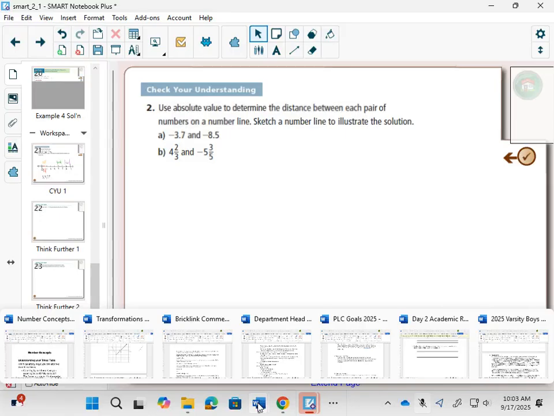The question says, use absolute value to determine the distance between each pair of numbers on a number line. Sketch a number line to illustrate the solution.